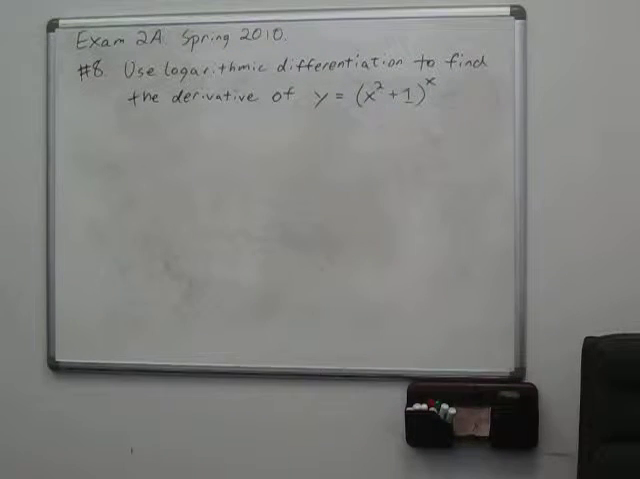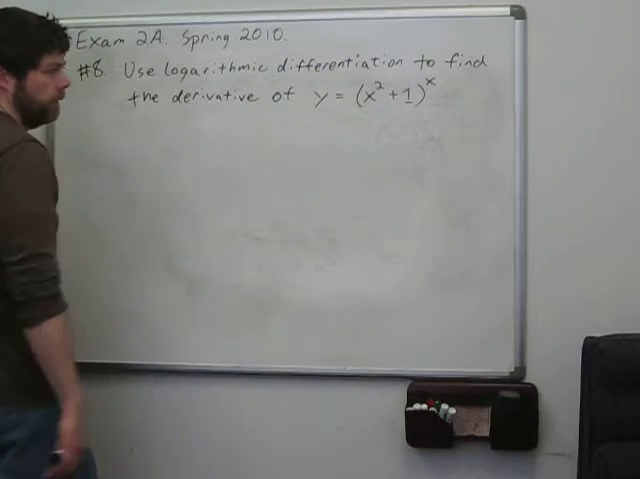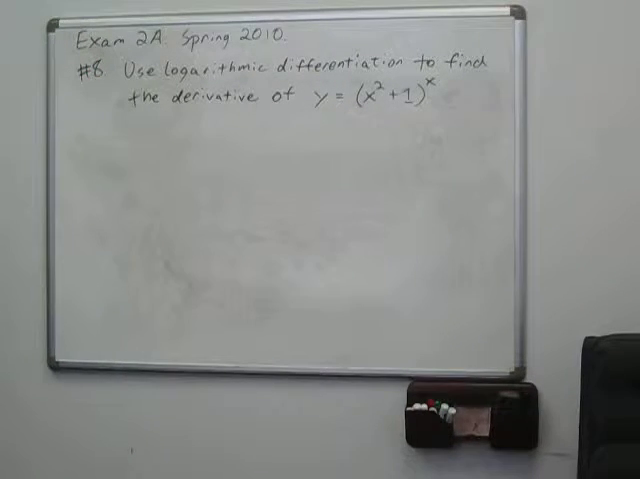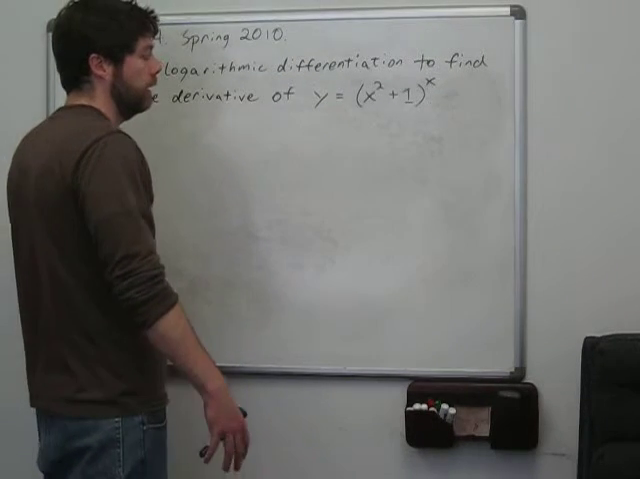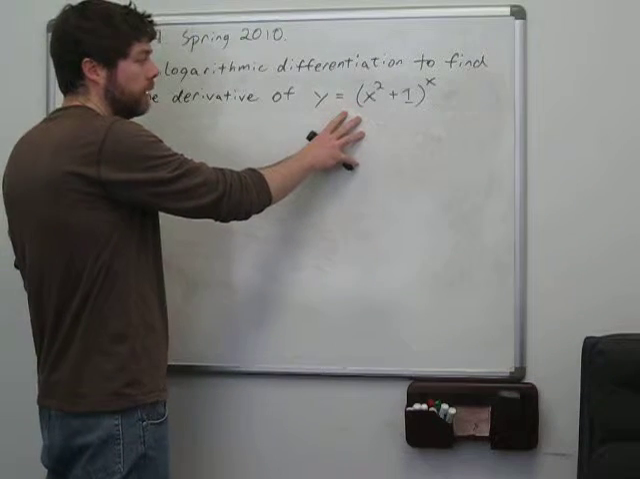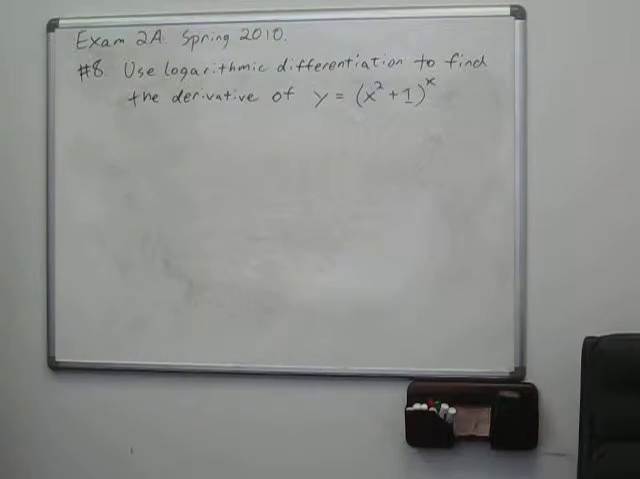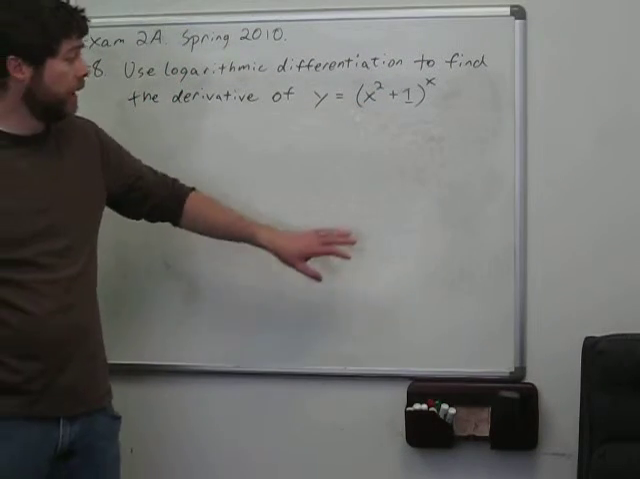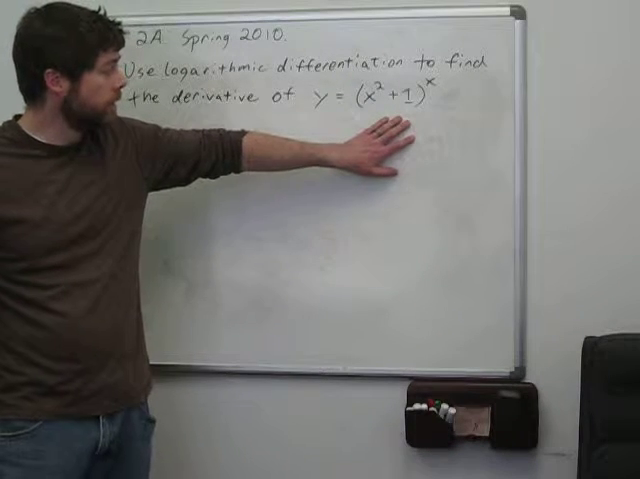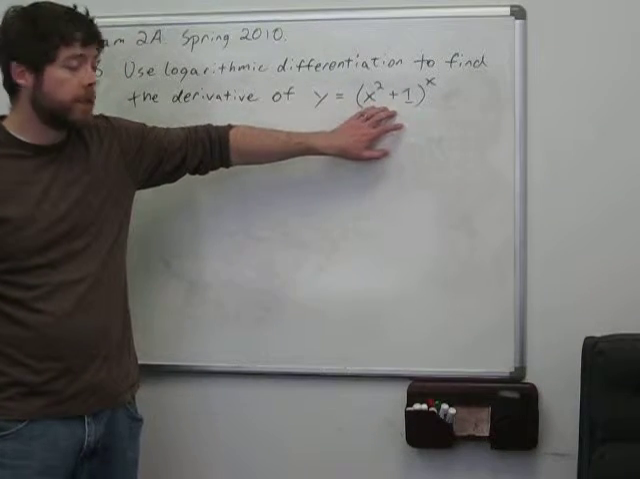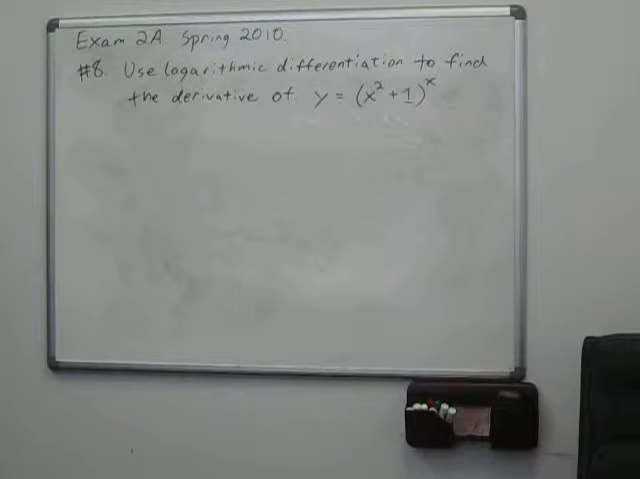This problem asks us to use logarithmic differentiation to find the derivative of this function. Now we are unable to use any of our familiar rules here. This is not a situation where we can use the power rule because we have variables in the exponent. This is also not a situation where we can use our rules for exponential functions because we have variables in the expression that is raised to the power. So this is neither of those situations.